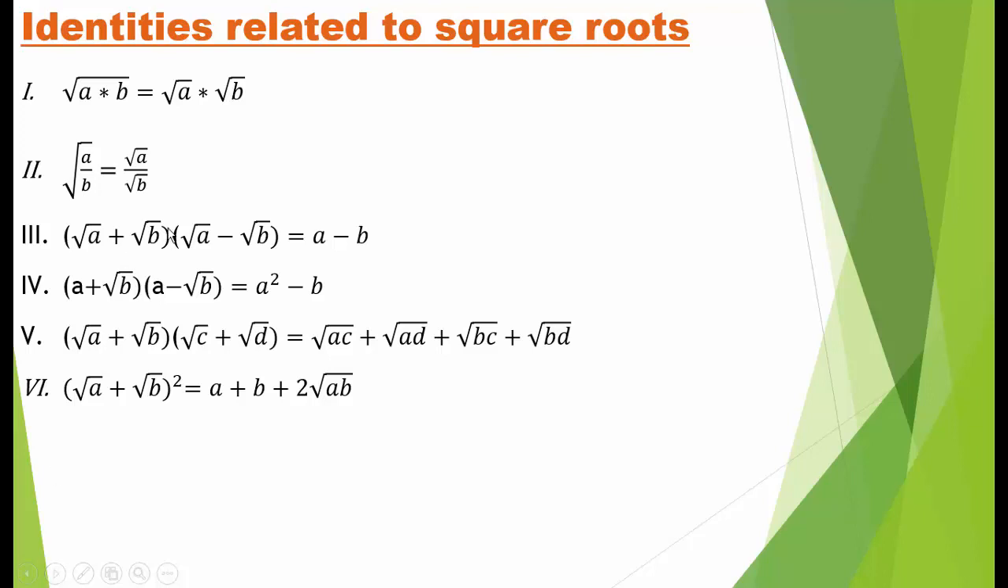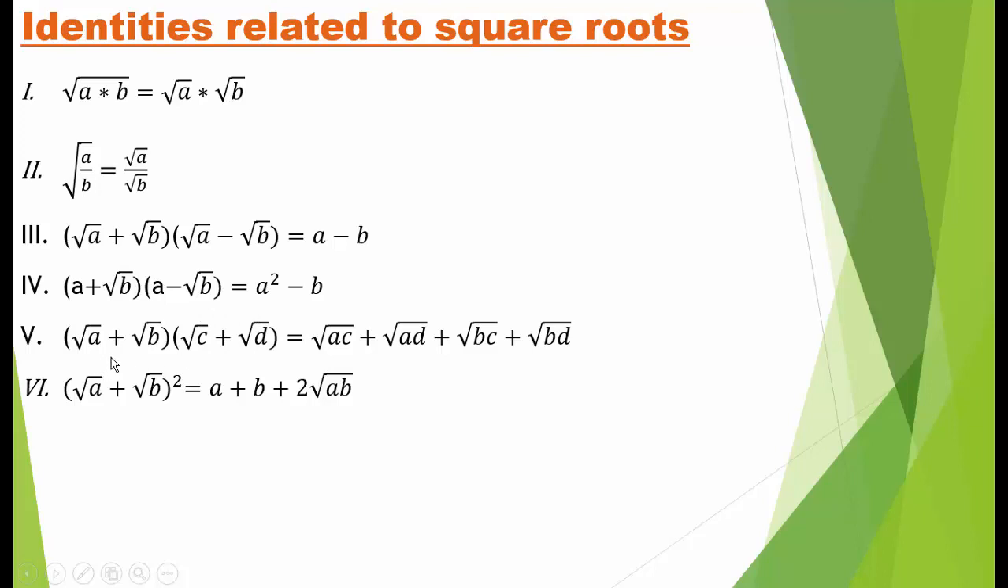Our first identity was square root of a into b equals square root of a into square root of b. And the second identity, square root of a divided by b equals square root of a divided by square root of b. And the third identity, (square root of a plus square root of b) into (square root of a minus square root of b) equals a minus b. Fourth identity, (a plus square root b) into (a minus square root b) is a square minus b.